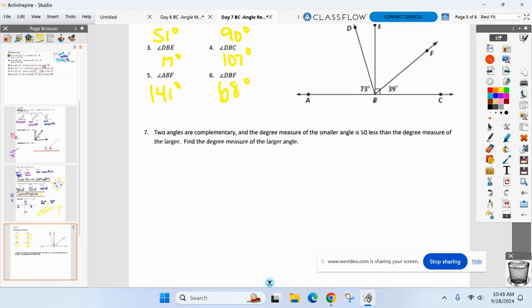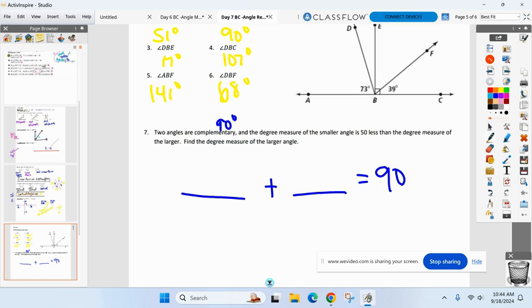I got 2 angles complementary. Let's stop right there. What number am I thinking about? 90 degrees. I have 2 angles. I don't know what they are, but I at least know they add to 90. Makes sense so far. Now I need your help filling in my blanks. I know 2 angles add to 90. One of the angles is 50 less than the other.